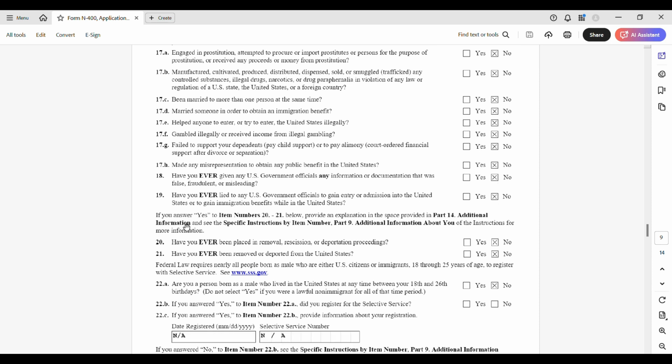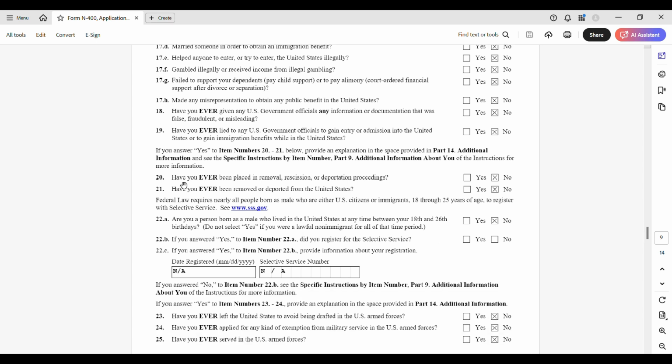And again, they say if you answer yes to item numbers 20 to 21 below, provide an explanation in the space provided in part 14, additional information, and see the specific instructions by item number, part 9, additional information about you, of the instructions for more information.